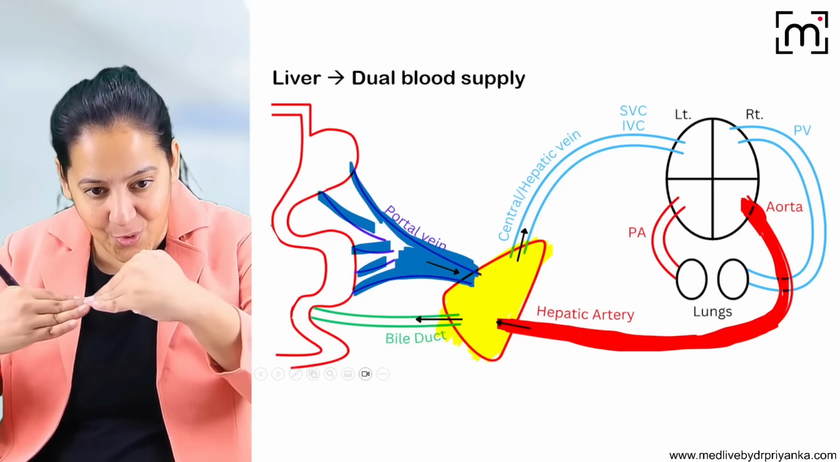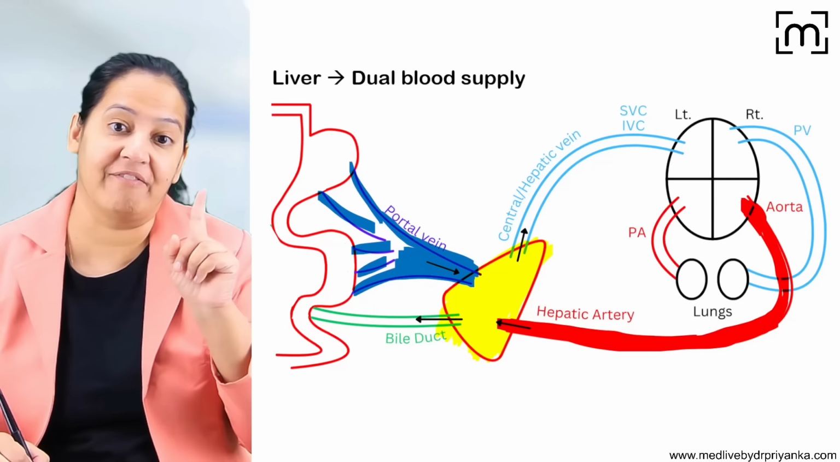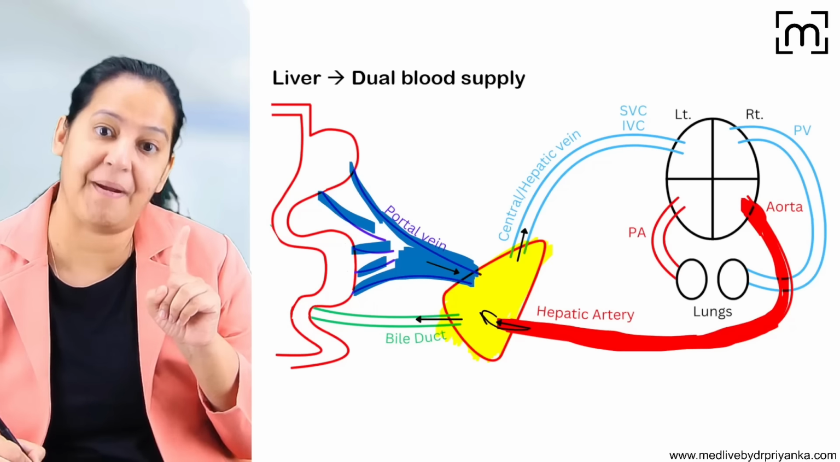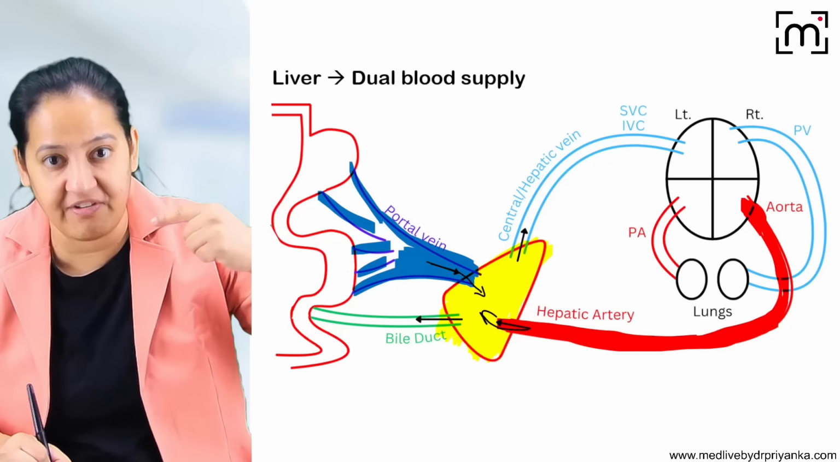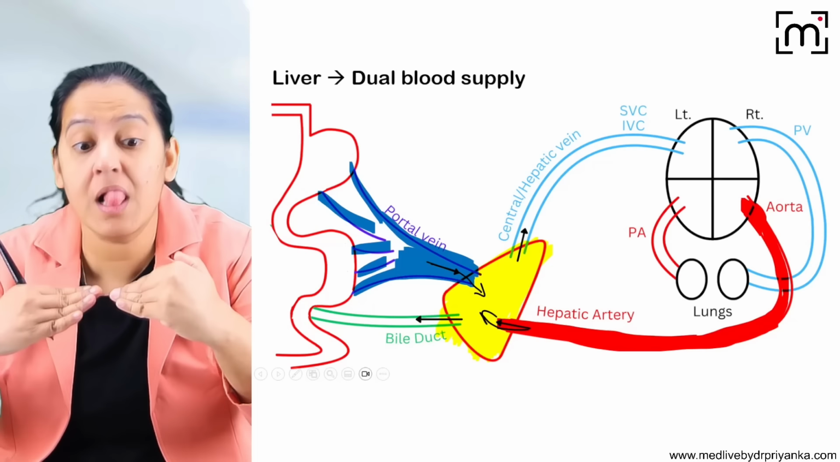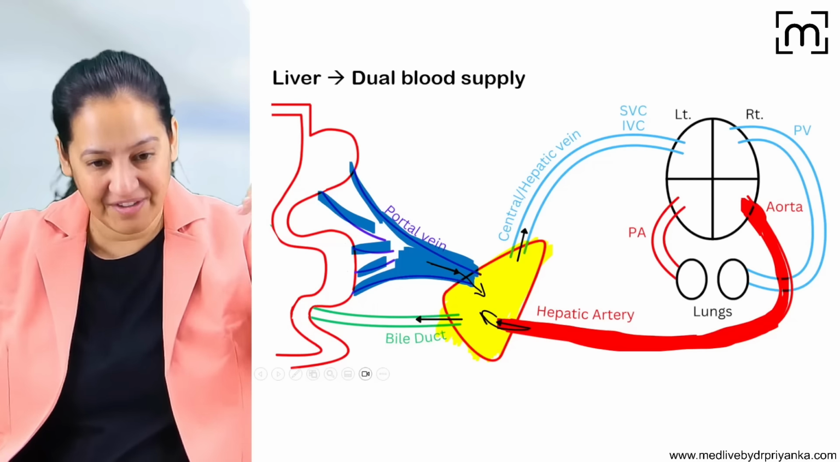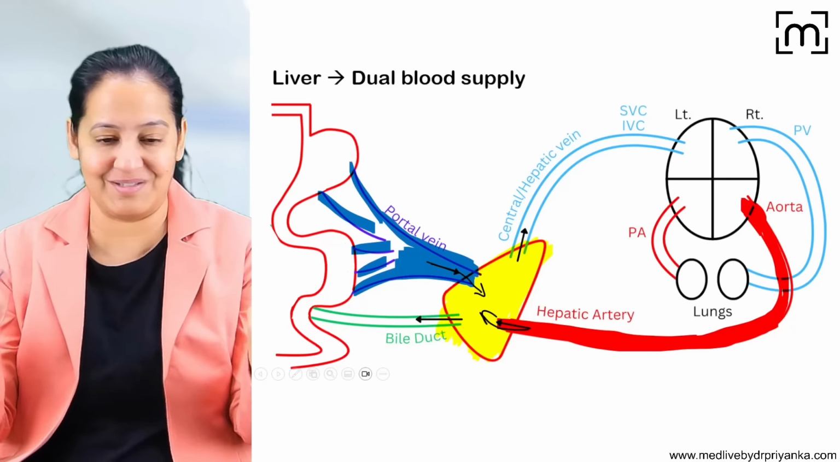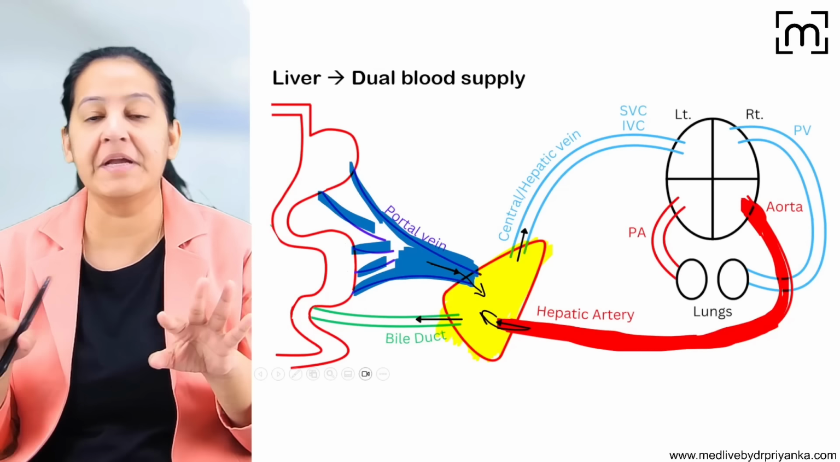So look at the arrows. The liver is getting dual blood supply. One, the pure oxygenated blood via the hepatic artery. Two, the deoxygenated blood via the portal vein. So that is the dual blood supply of the liver. After the two bloods come inside the liver, they just distribute everywhere. The branches are formed, they just distribute.